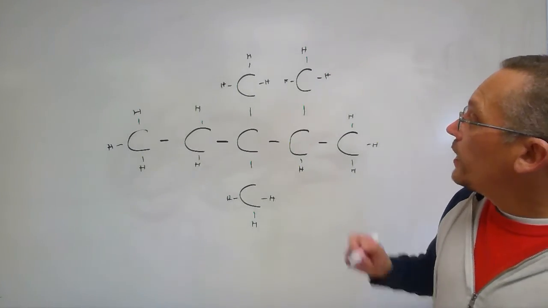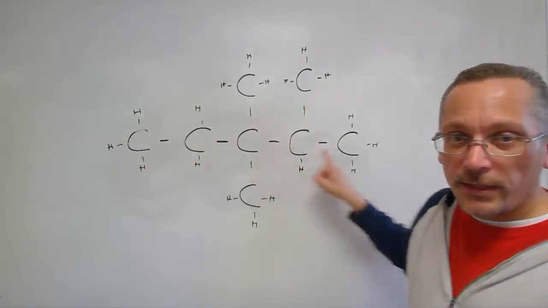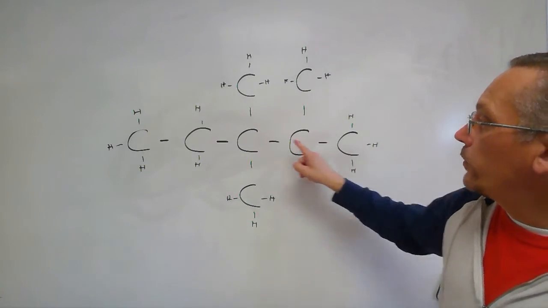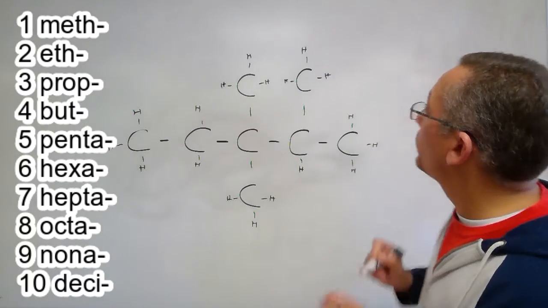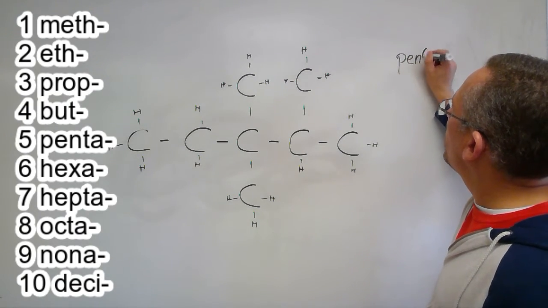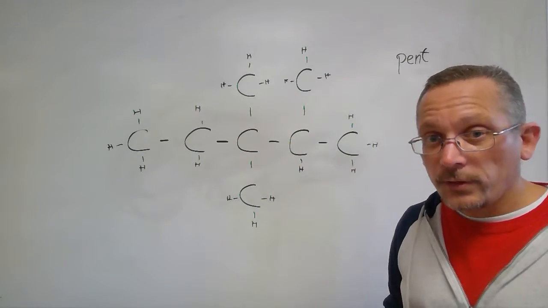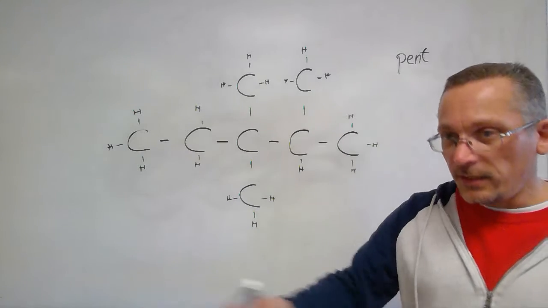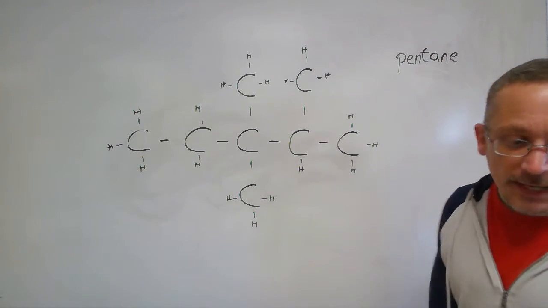Okay. So now my main chain, we just said, is this chain right here. So let's count how many carbon atoms. 1, 2, 3, 4, 5. The prefix for 5 is pent. And you can see there are no doubles or triples, so this is pentane. It's an alkane, it ends with ane.